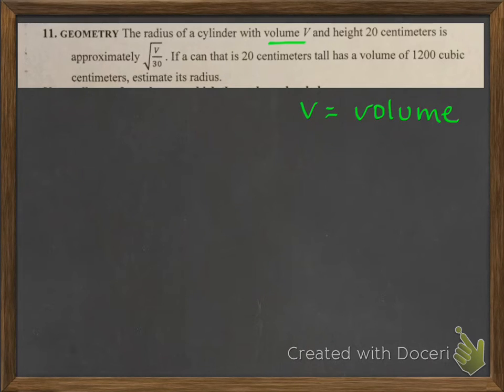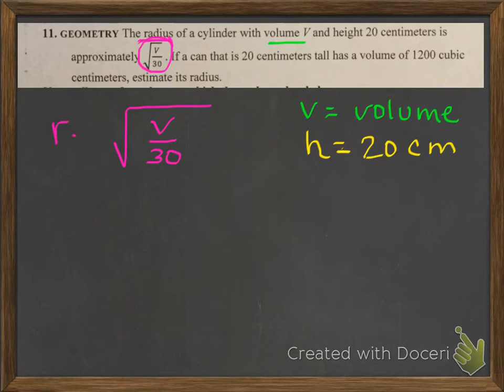If a can that is 20 centimeters, so notice that the 20 centimeters is the same in both. If a can that is 20 centimeters has a volume of 1,200 cubic centimeters, so now they've actually given you the volume, then estimate its radius. So you did have to kind of go back for a second and read that problem just so that you could see that what they're actually showing you here is that R equals the square root of the volume divided by 30.